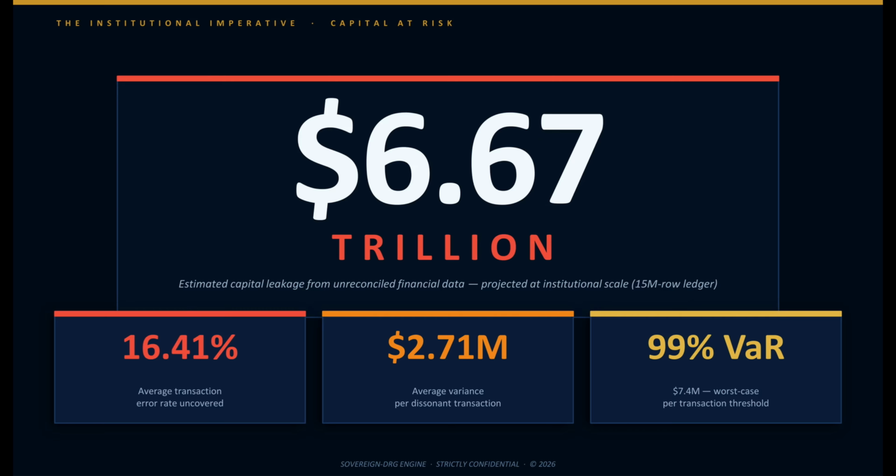16.41%. $2.71 million. 99% VAR. These are not projections from a model, they are live measurements from a 1.28 million row production run. This is what unreconciled financial data costs your institution every single reconciliation cycle.